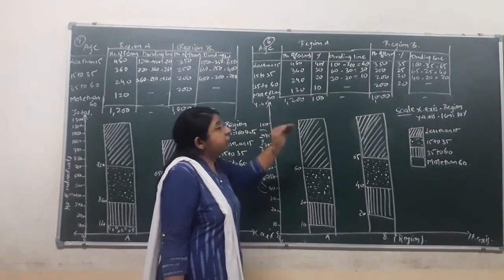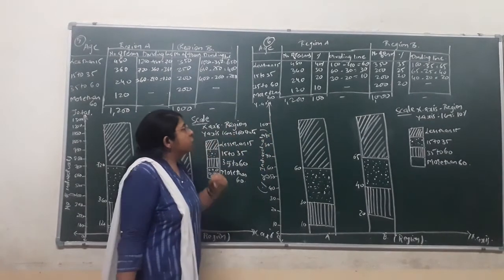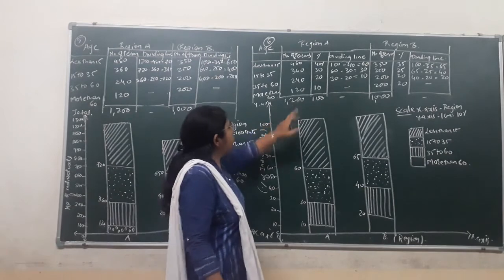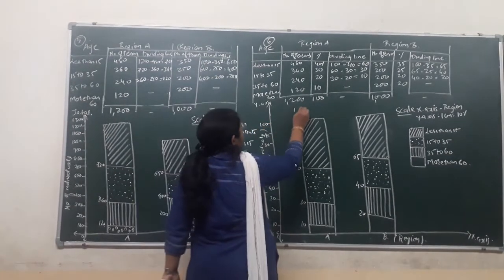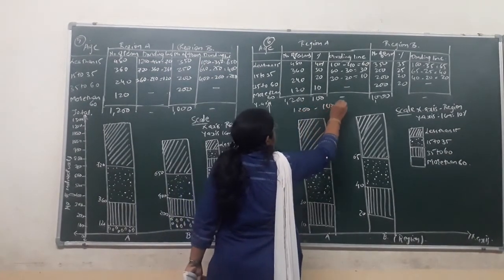Now how to divide that data in percentages. Okay. So that we have to find out. Over here you can see 1200. So for 1200 the total percentage, that is 100.